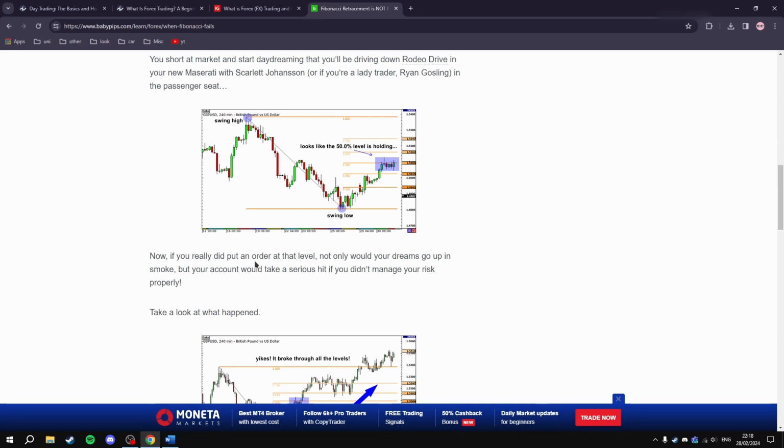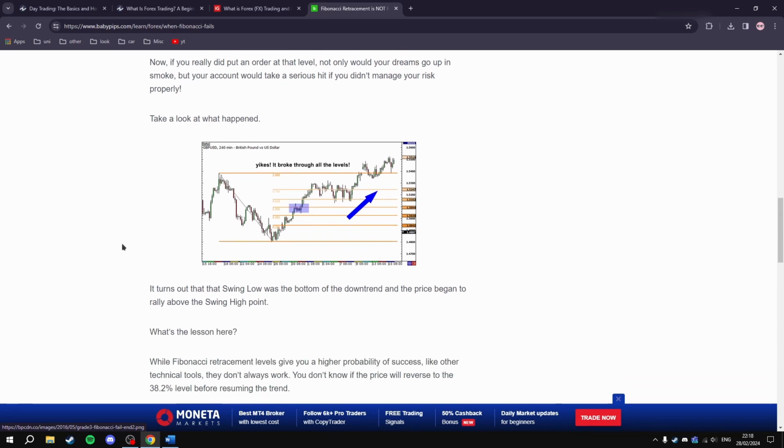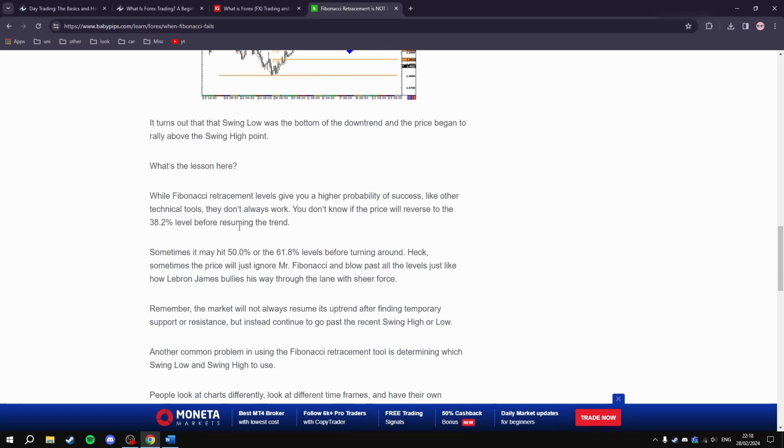Now, if you really did put an order at that level, not only would your dreams go up in smoke, but your account would actually take a serious hit if you didn't manage your risk properly. Take a look at what happens. So this is the 50% level and bam, it went up. Yikes, it broke through all levels. It turns out that swing low was the bottom of the downtrend and the price began to rally above the swing high points. What's the lesson here?